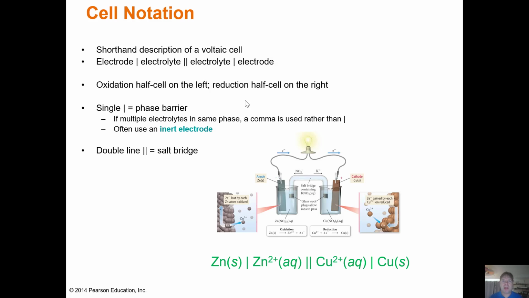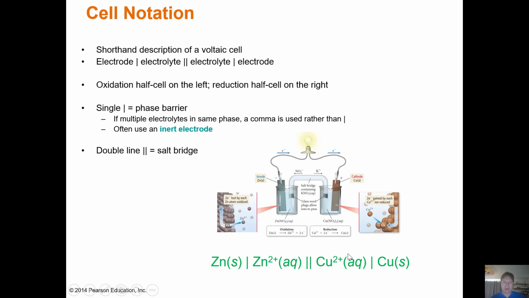If you have more than one electrolyte in the same phase, you would use a comma to separate those instead of the vertical line. So the vertical line is showing there are different phases here: solid, liquid, gas, different things there. Sometimes we will have what's called an inert electrode, and if that's the case, you might have more information in this part. And then again, the double line is showing the salt bridge.